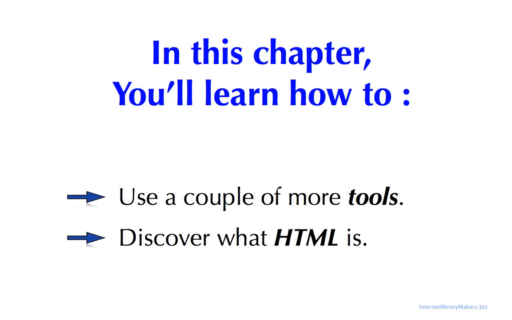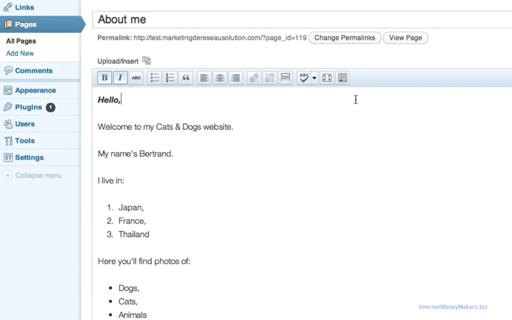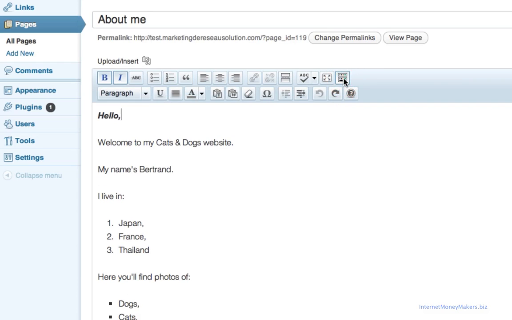In this chapter, you'll learn how to use a couple more tools and discover what HTML is. Back to our page, we still have that button left. By clicking on it, we get additional buttons. Same as in the previous chapter, you probably already know some of these buttons, so I won't have to explain them all, but let's demonstrate some.